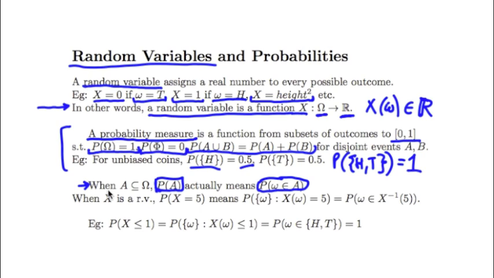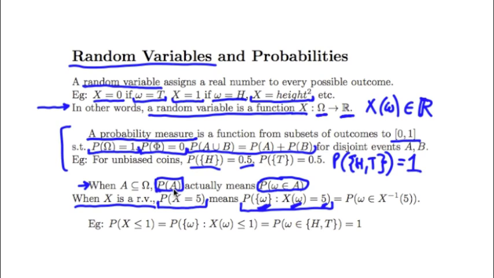And similarly, sometimes we don't write P of a set. Sometimes we write something like this. Suppose X is a random variable. We'll write: what is the probability that X is equal to 5? Remember that X is a function from omega to R. When we say probability of X equal to 5, we really mean the probability of all those outcomes such that X of omega is equal to 5. There are many outcomes for which X of omega could be 5, and I'm going to take the probability of that entire set.